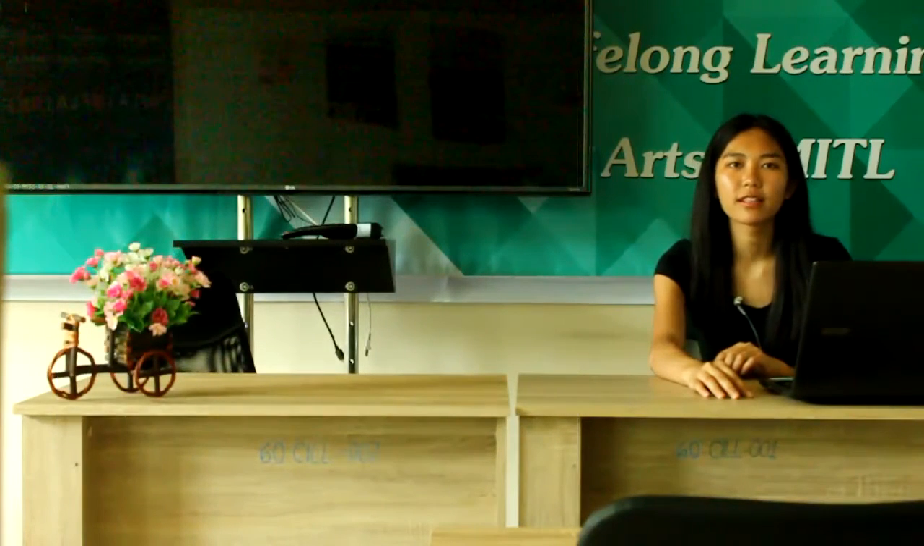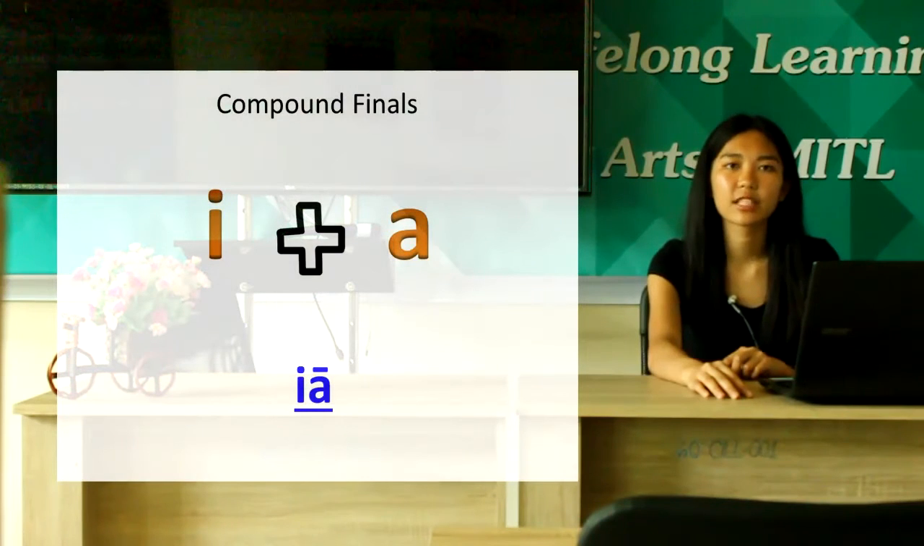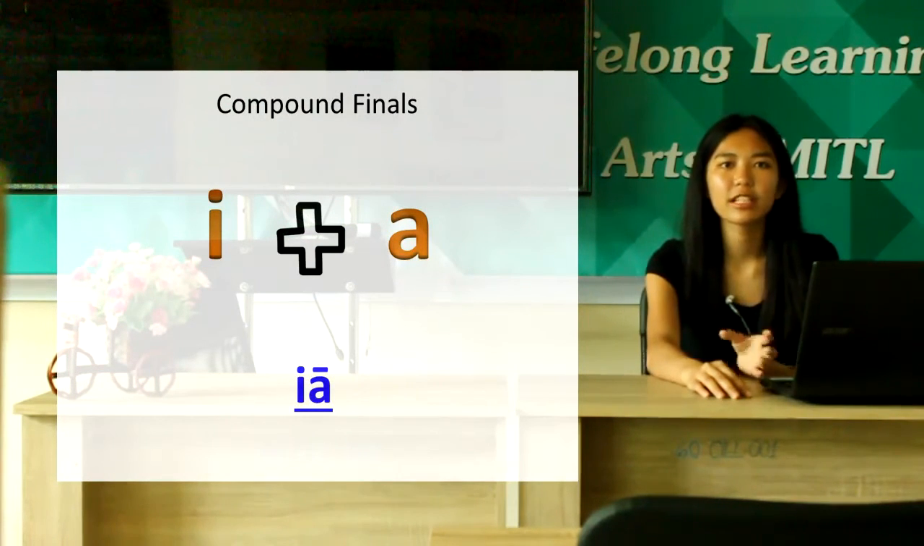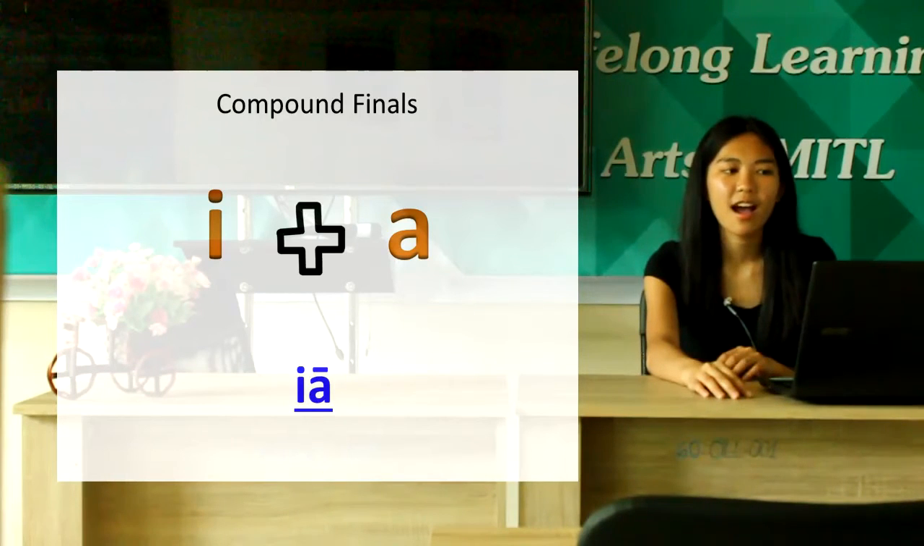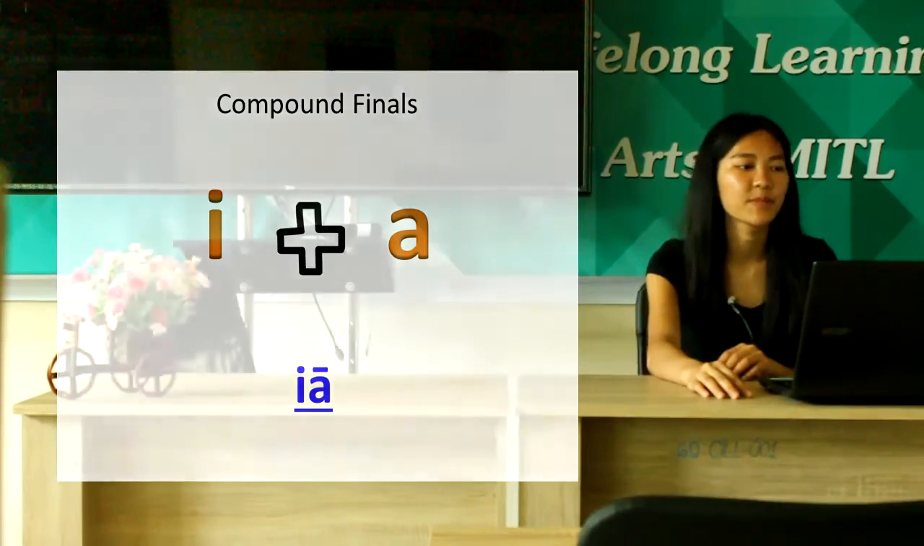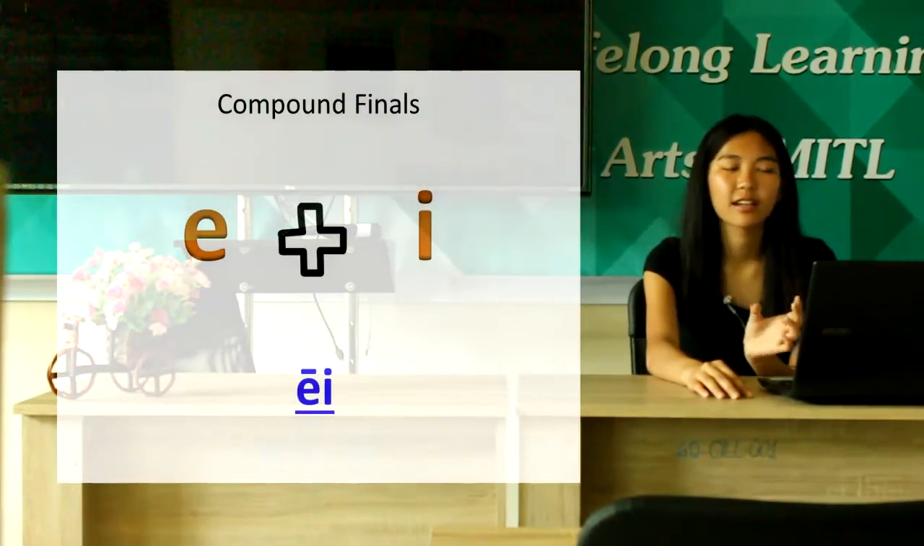The fourth one, the first syllable is yi. The second syllable is a. Now say it quickly. Ya. Then the fifth one would be an e and yi, ei.